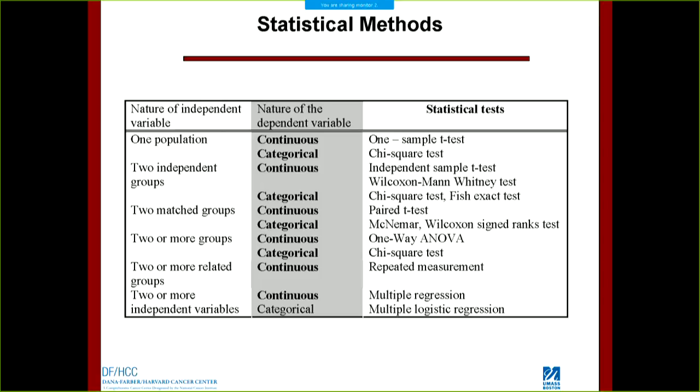Now, suppose there is a two-group comparison. If there are two populations, and the outcome variable is continuous, we'll use the independent two-sample t-test. But if the sample size is small, and the data does not follow the normal distribution, we may have to use a non-parametric test, like the Mann-Whitney U-test or the Wilcoxon test.